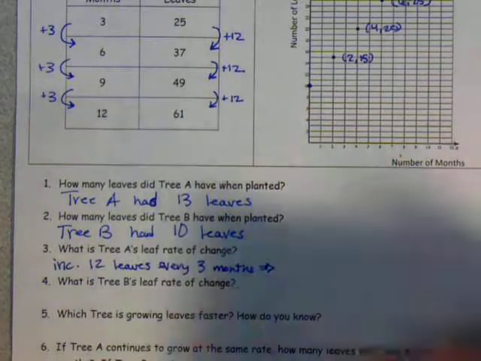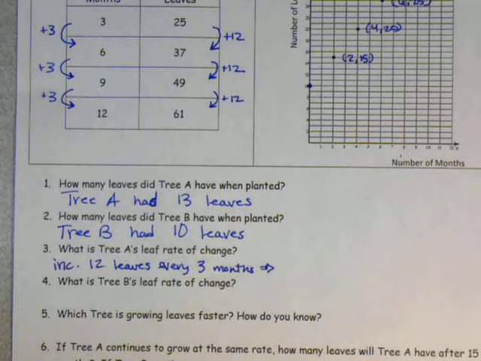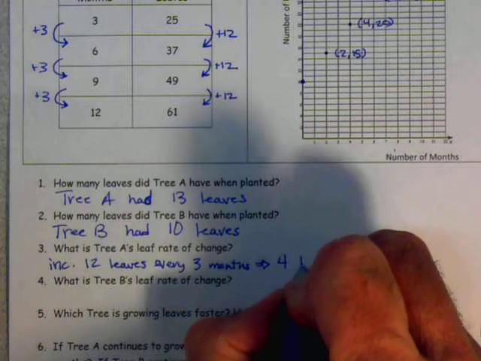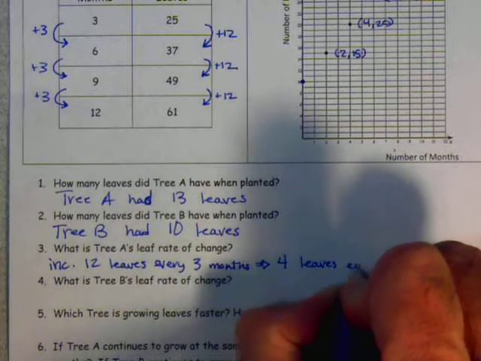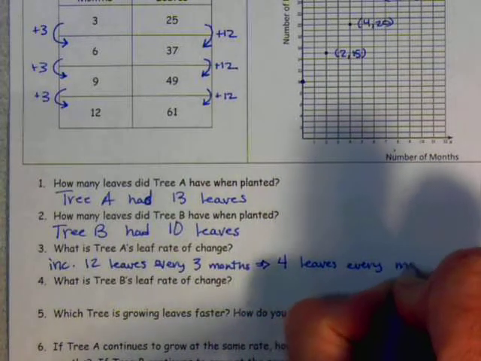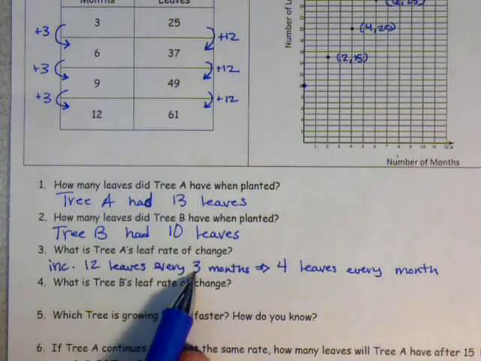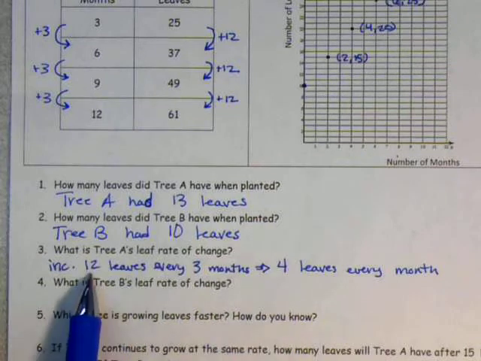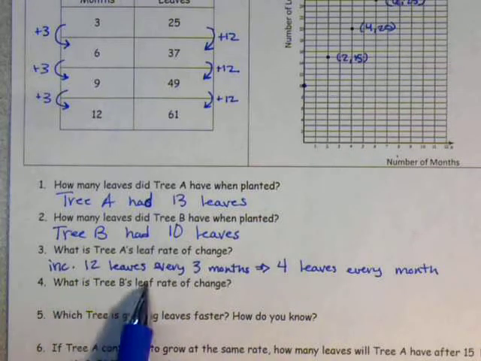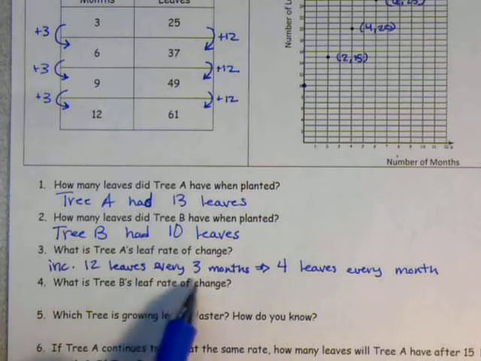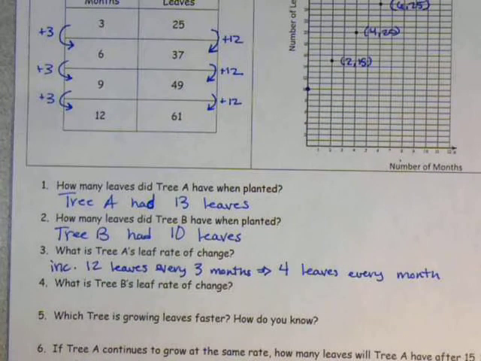But we also need to be able to state that that is 4 leaves every month. If we did 1 month, we would take this 3 months and break it into 1 month increments. So we would take our 12 leaves and break those into 1 month increments. And so that would be 4, 4, 4 to give us 12 out of the 3 months.